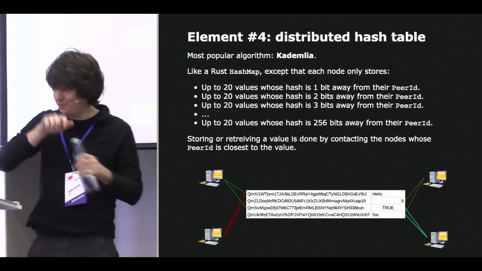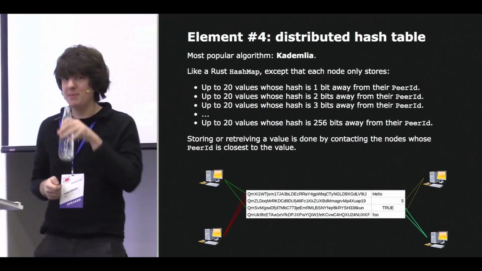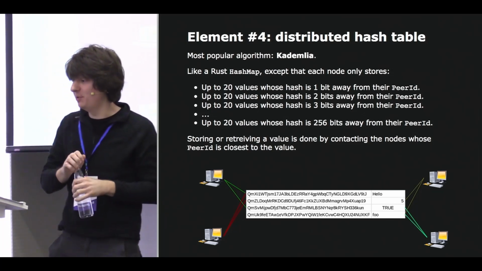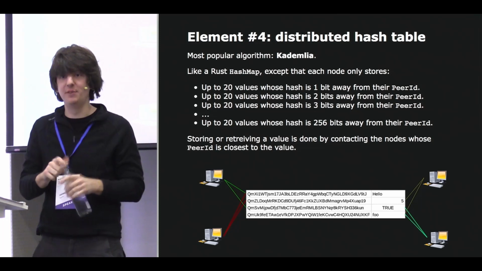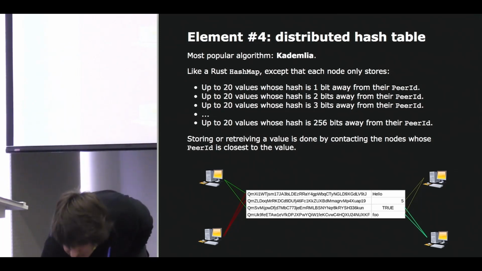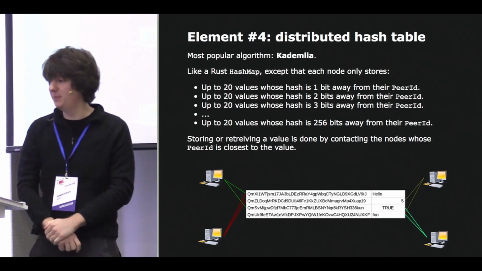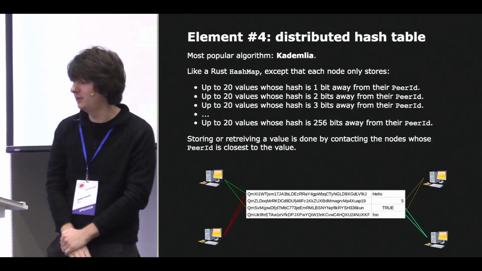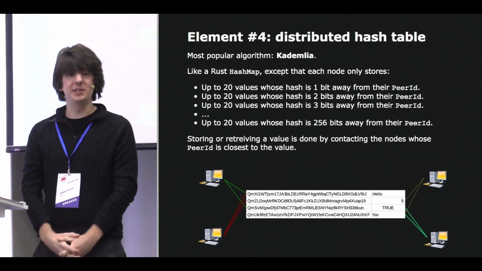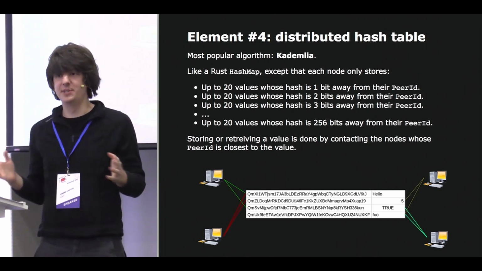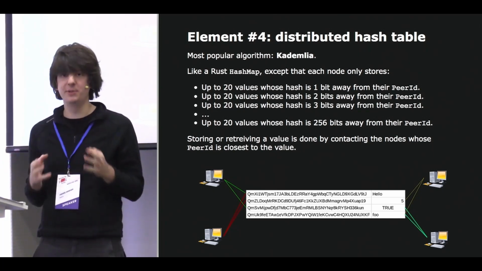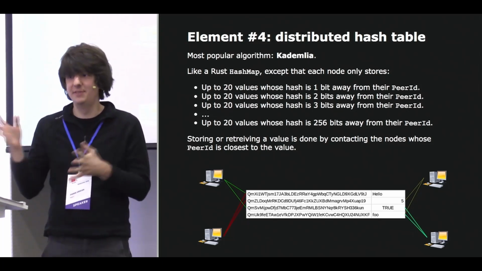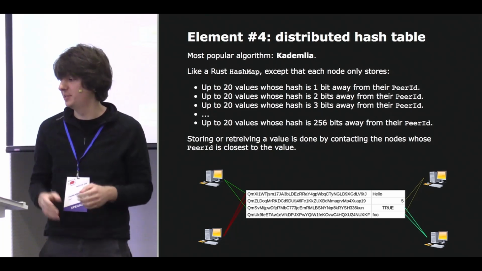And fourth element, a hash table. So if you are familiar with IPFS, IPFS is a way of distributing data. And IPFS is based on a hash table, and more specifically on Kademlia, which is the most popular algorithm for hash tables. And what is a hash table? It's basically the same as a hash map in Rust, which associates keys with values, just a key value store. Each key has an associated value.